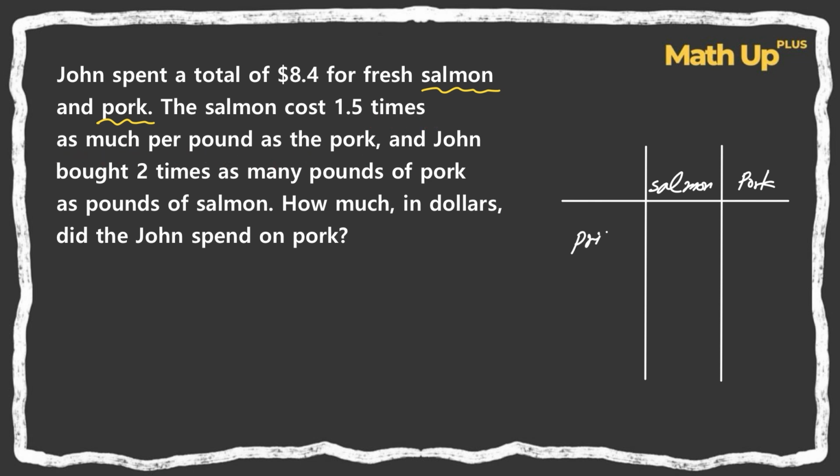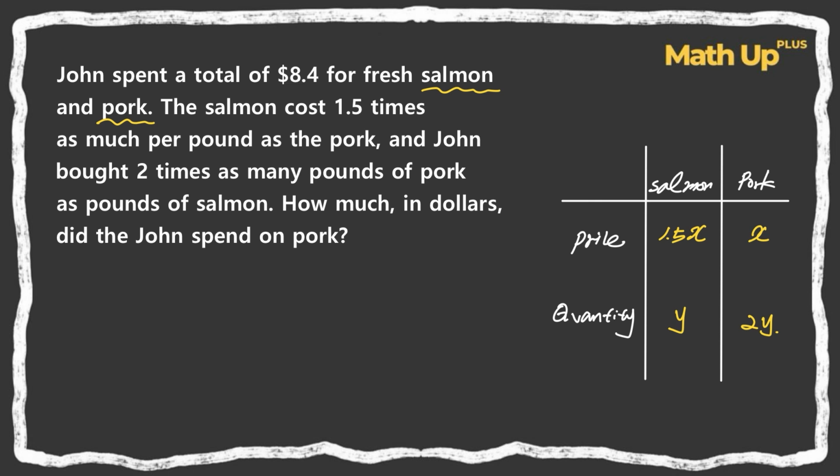So this is a price. If the price of a pork is x, then the price of a salmon is 1.5x. And John bought 2 times as many pounds of pork as pounds of salmon. Then quantity is, let's say this is y, then pork is 2y.